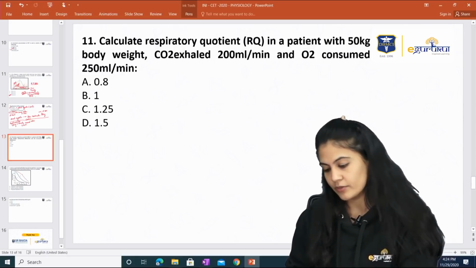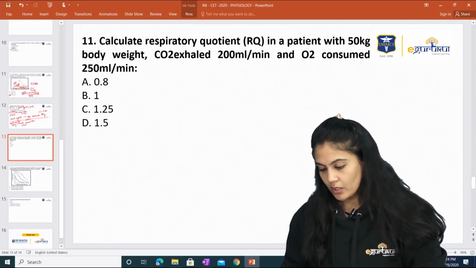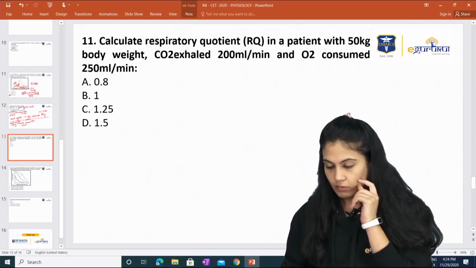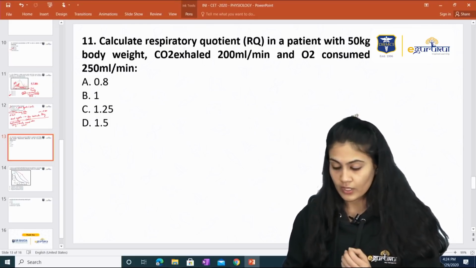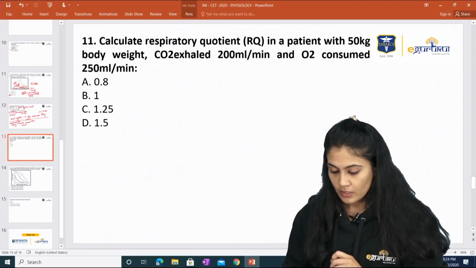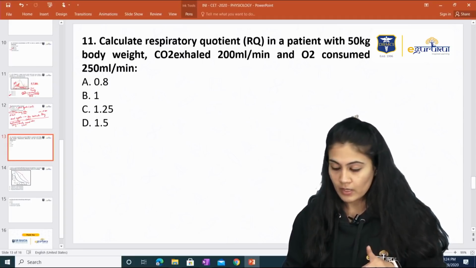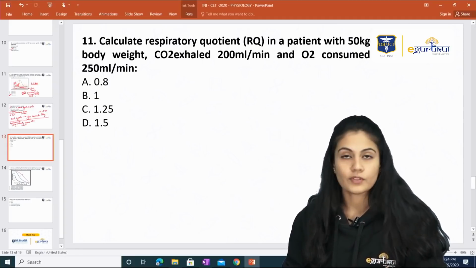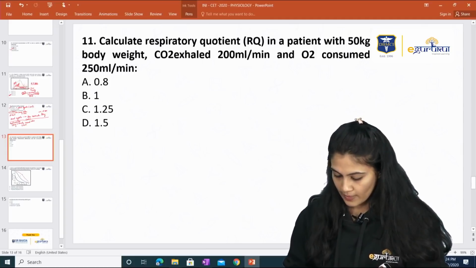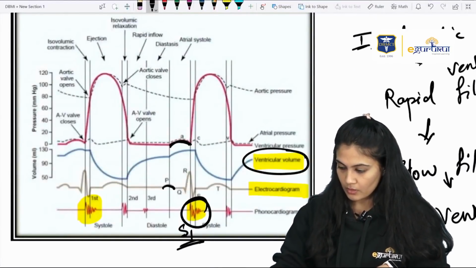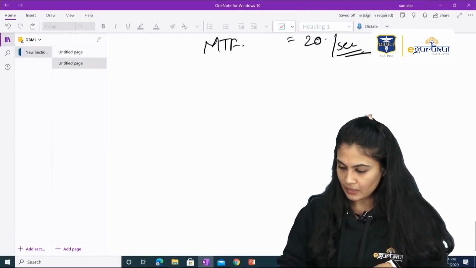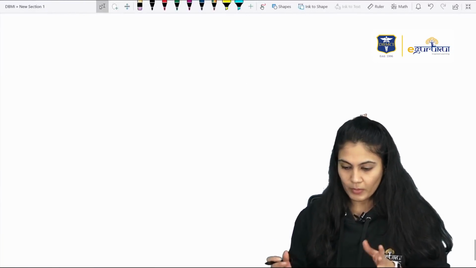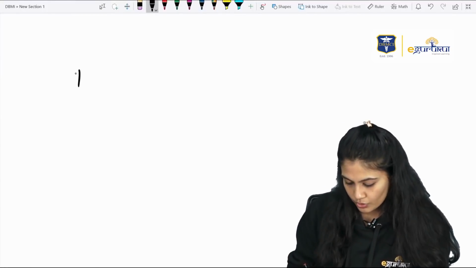Calculate the respiratory quotient. The patient weight is given as 50 kg, but there is no relevance of this weight per se. The CO2 exhaled is 200 ml and the O2 consumed is 250 ml per minute, right? So we have to find out its respiratory quotient. It's a very easy question if you know the formula of respiratory quotient.